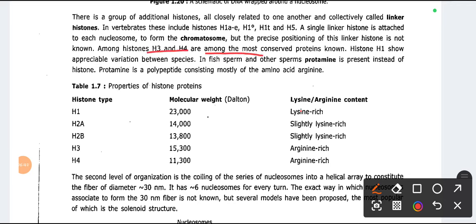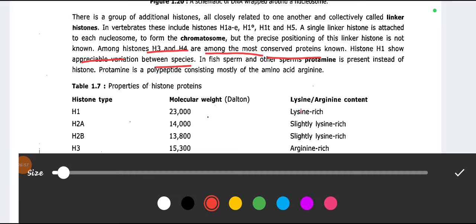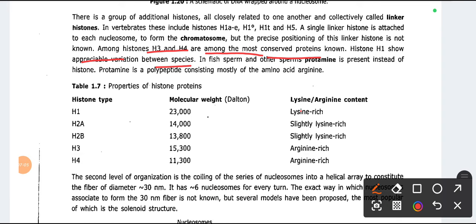H3 and H4 are the most conserved proteins known, and H1 shows appreciable variation between these species. There is a variation in H1, but H3 and H4 are conserved. In fish sperm and other sperm, protamine is present instead of histone. Protamine is a polypeptide consisting mostly of the amino acid arginine. So instead of histone, protamine is present in fish sperm and some other sperms.